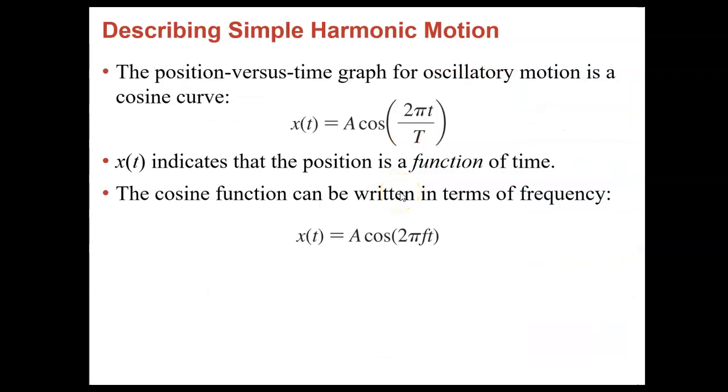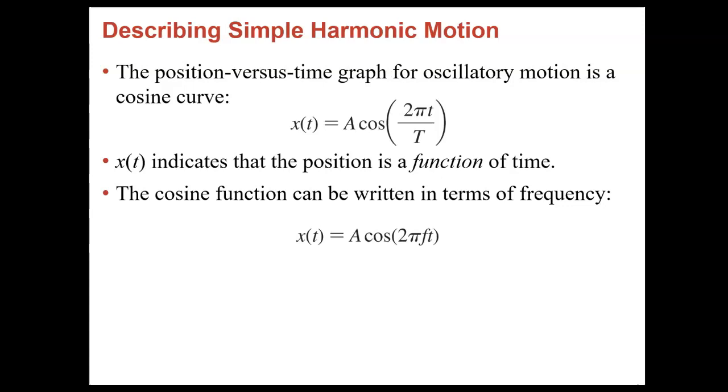All right, so the position versus time graph for that motion is x equals A cosine 2 pi little t over big T, where x indicates the position as a function of time.